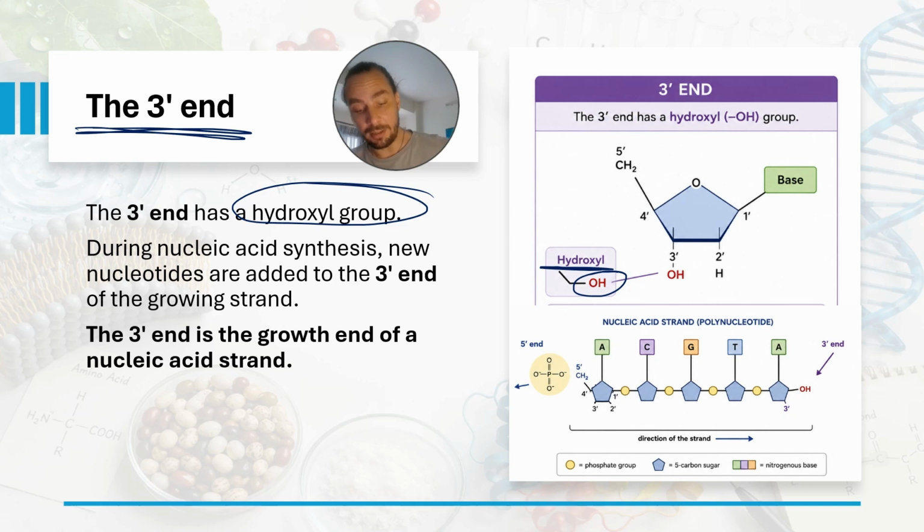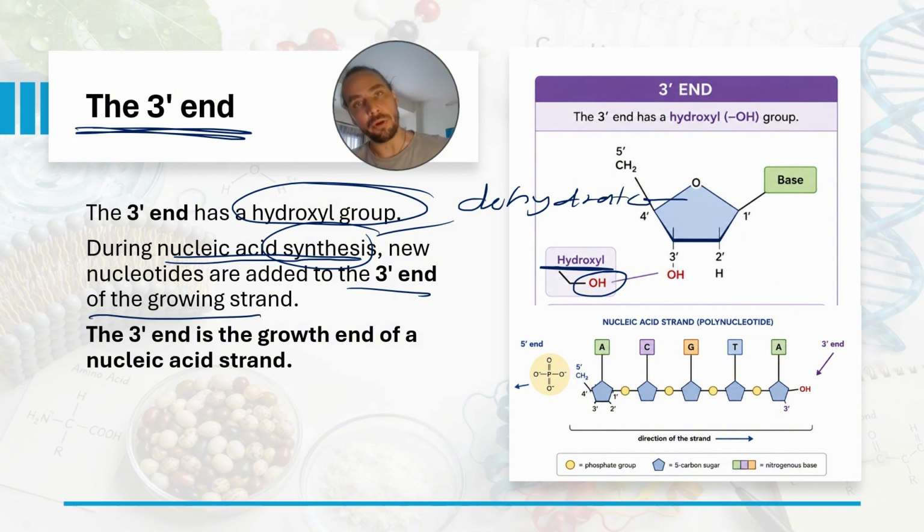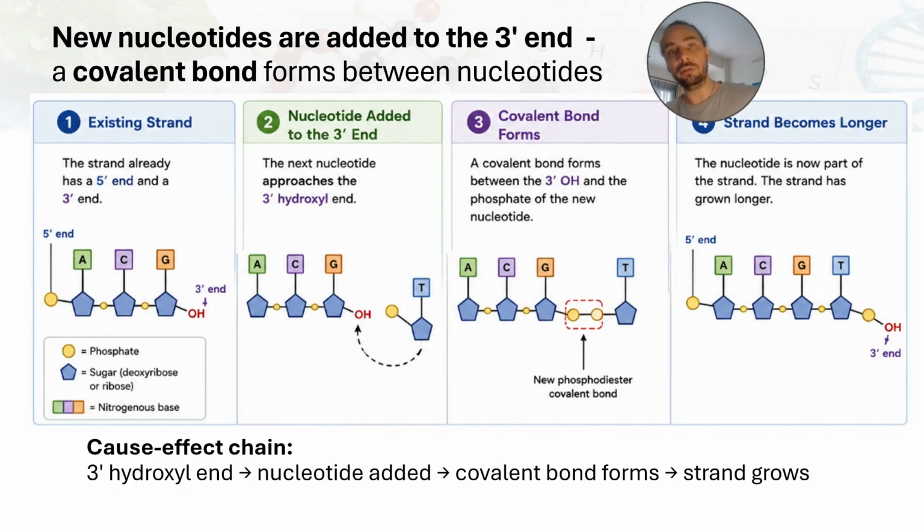So during nucleic acid synthesis, okay, and this synthesis is done with a dehydration reaction, okay, the new nucleotides are added to the 3' end of the growing strand. So the 3' end is the growth end of a nucleic acid strand. Now, new nucleotides are added to the 3' end, and then it forms a covalent bond. And that's very important to remember.